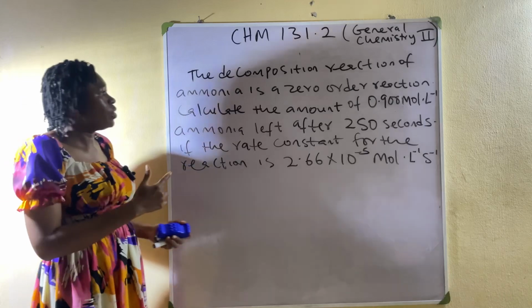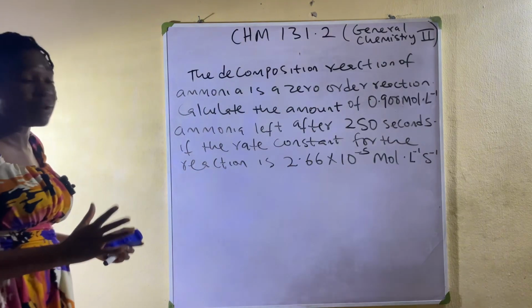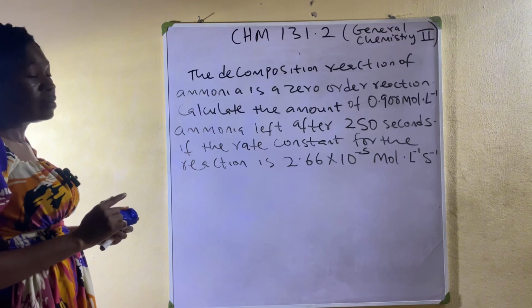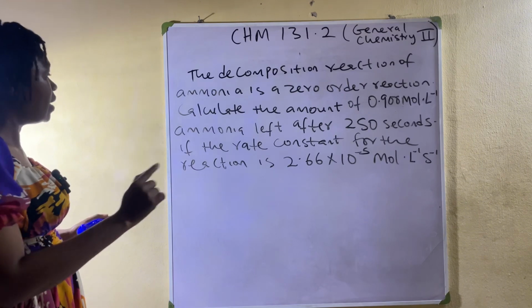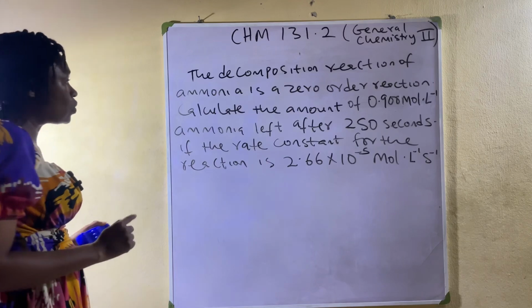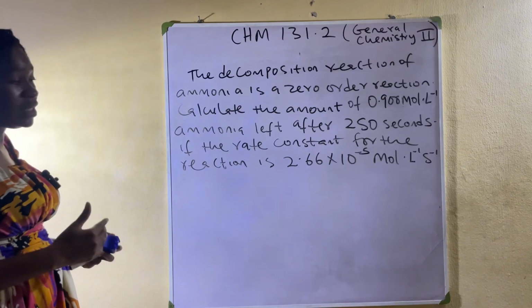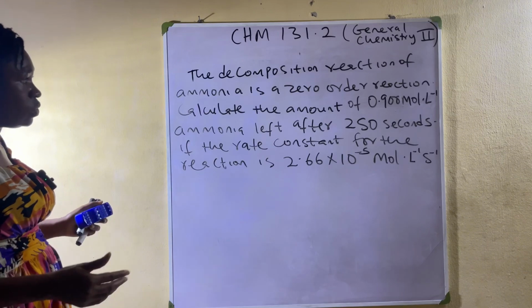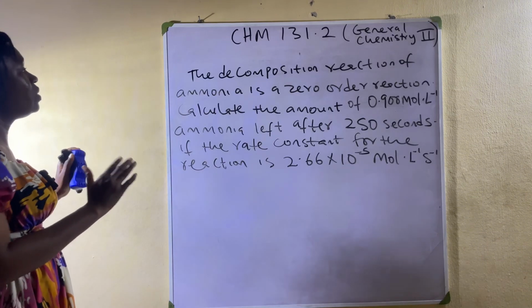The decomposition reaction of ammonia is a zero order reaction. Calculate the amount of 0.900 mole per liter ammonia left after 250 seconds, if the rate constant for the reaction is 2.66 times 10 raised to the power minus 5 mole per liter per second. So you can see this reaction we are told is a zero order reaction.